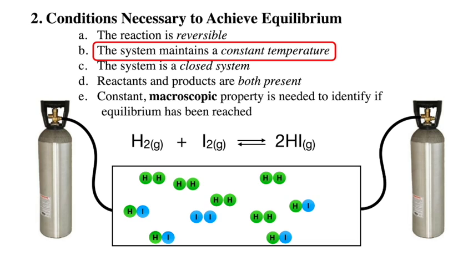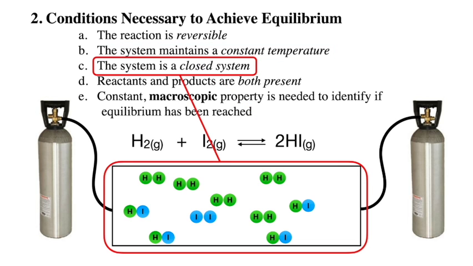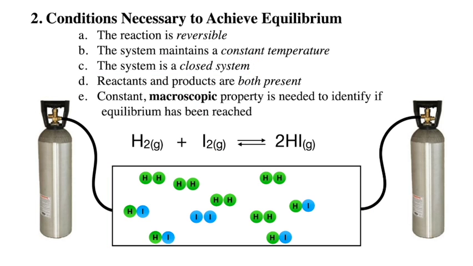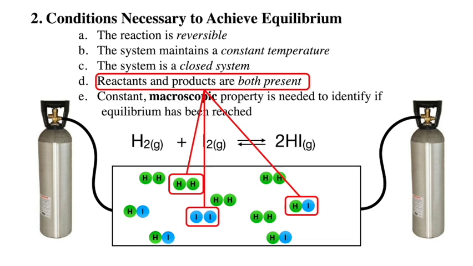Number two, has to be a constant temperature. If you change the temperature, you change the dynamics, and lots of other things change. So it's got to be constant temperature. It's got to be a closed system. We can't have reactants leaking out. Okay? Reactants and products both have to be present. Until the products are there, you can't have a backwards reaction.